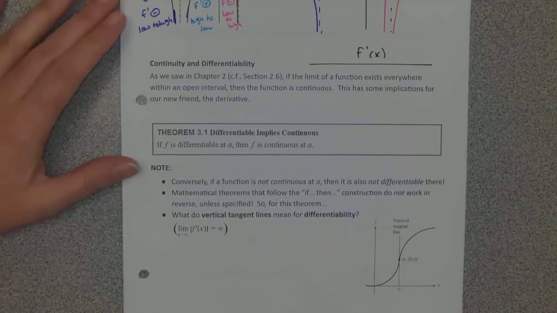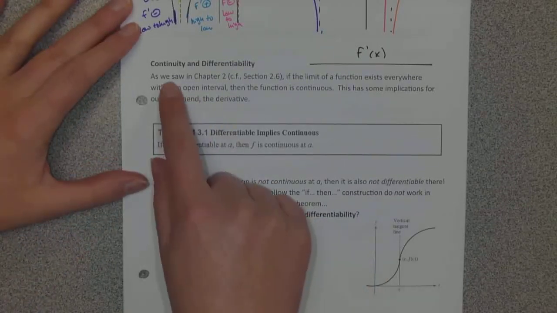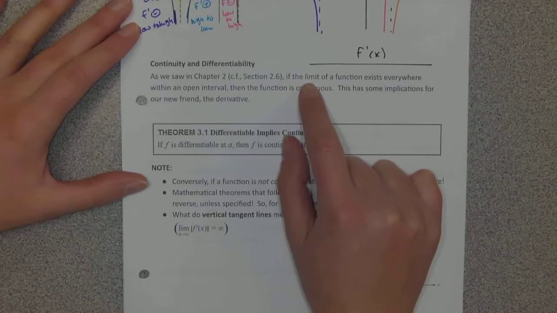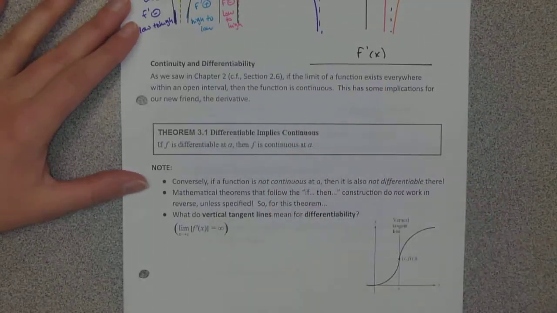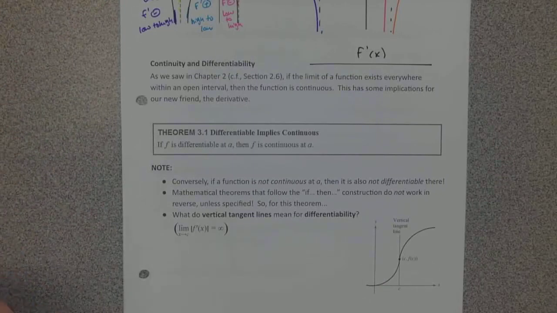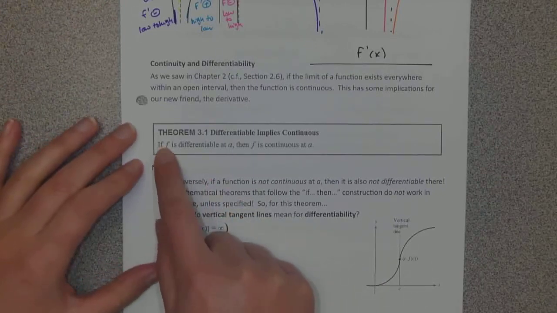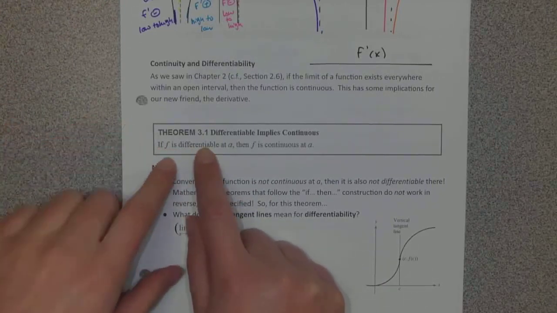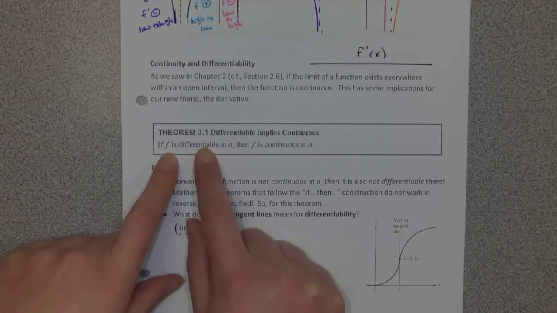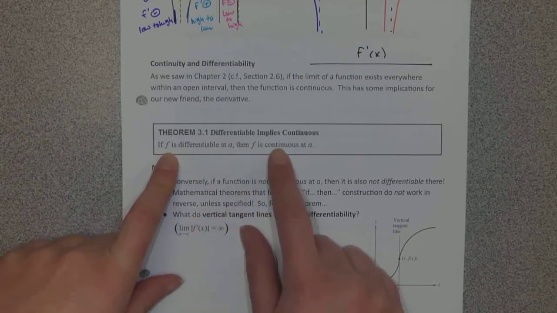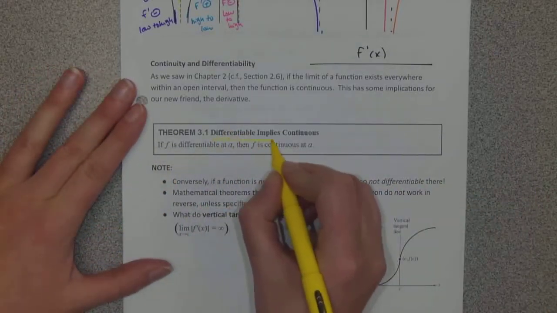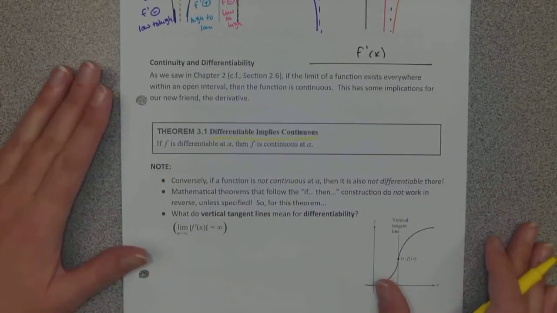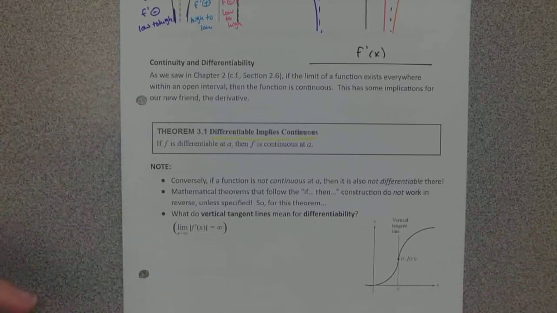The next part's on continuity and differentiability. As we saw in Chapter 2, if the limit of a function exists everywhere, then the function is continuous. This has some implications for the derivative. If f is differentiable, that means that its limit exists, and therefore it is continuous. So differentiability implies continuity. Differentiable implies continuous.